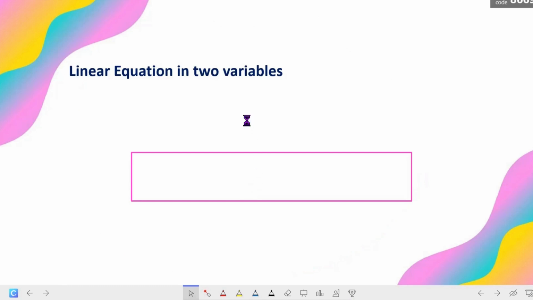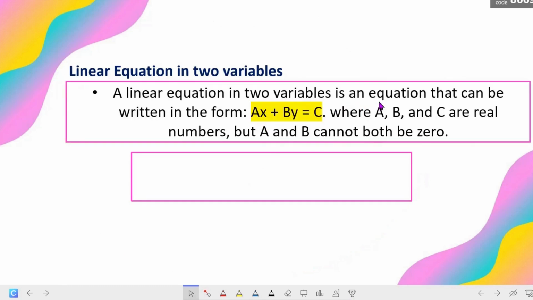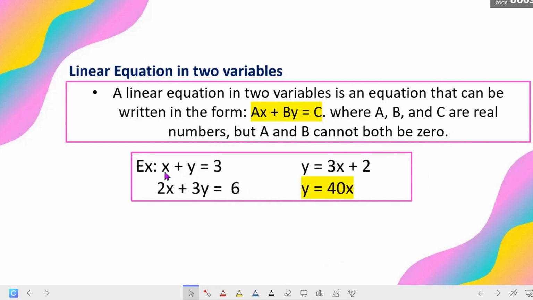A linear equation in two variables is an equation that can be written in the form ax plus by equals c, where a, b, and c are real numbers, but a and b cannot both be 0. For example, you have x plus y equals 3, 2x plus 3y equals 6, or y equals 3x plus 2, or y equals 40x. All of these equations are examples of linear equations in two variables.